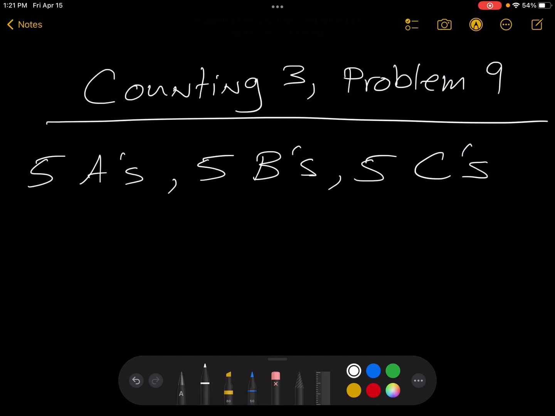All right, I've had a lot of questions about counting 3 problem 9. Depending on your version of the problem on WebWork, you may have 5 A's, 5 B's, 5 C's, 6 A's, 6 B's, 6 C's, or some other number, all the same of A's, B's, and C's. I'll let you read the problem. I'm not going to write it all out here, that'll take too long.